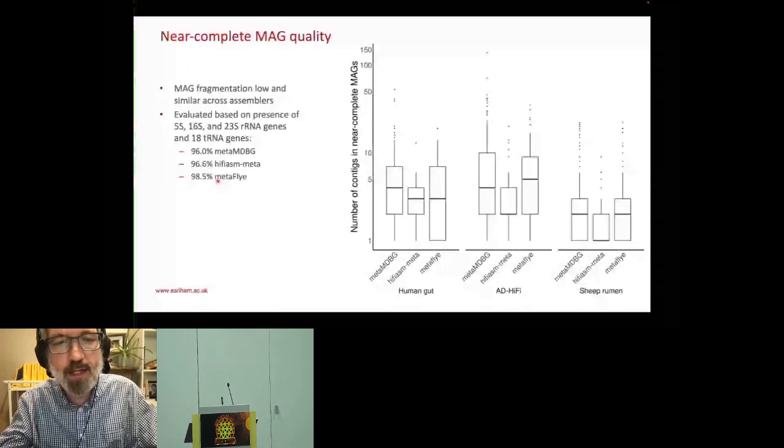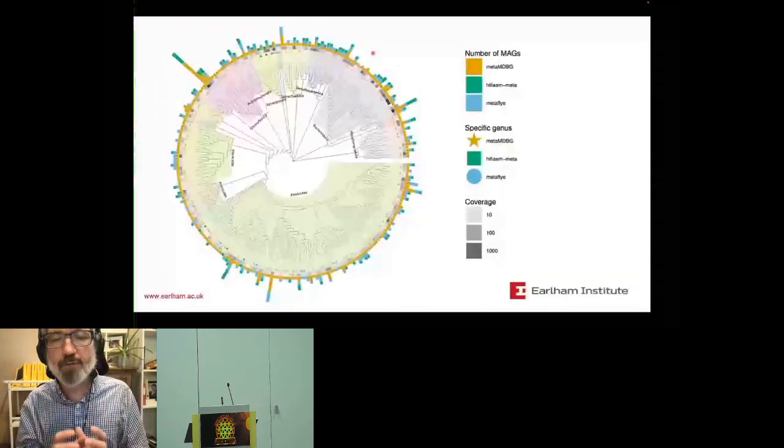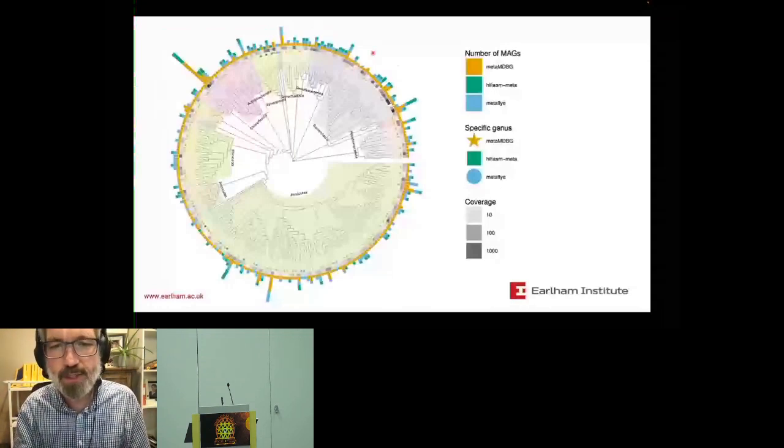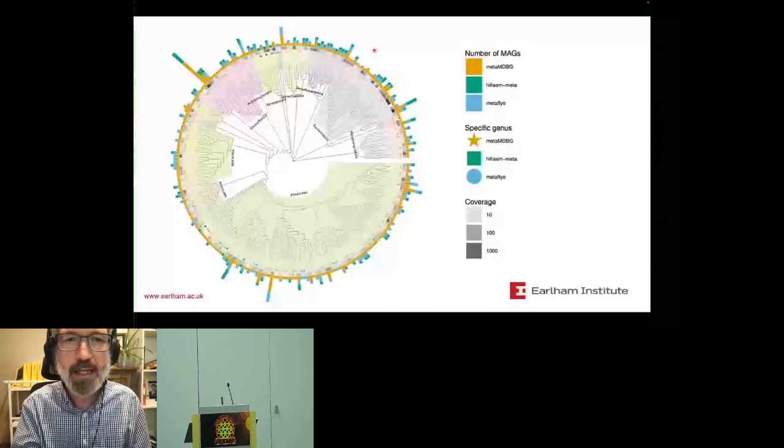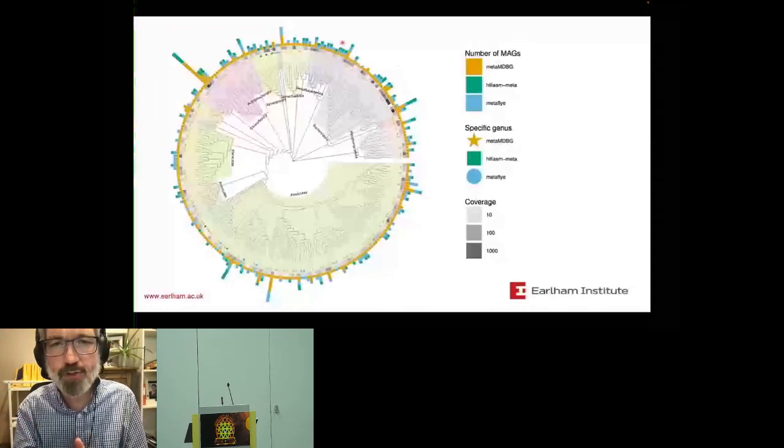We also got better recovery of phages and plasmids, but I won't go into that in detail. Now here I'm showing, just for that anaerobic digester data set, the phylogenetic diversity of MAGs that were obtained. On this phylogenetic tree, each node is a genus, and the outer layers show the number of MAGs obtained by each of the different assemblers. So you can see we've got large numbers of genera which were only obtained with our assembler.